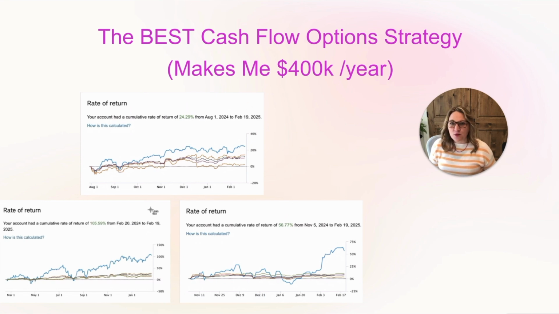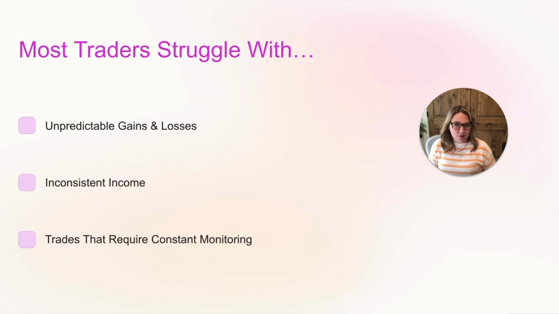And I hope you all love this video because when I discovered this, I thought it was literally the best thing in the world, okay? So let's go through things that most traders struggle with. They usually struggle with unpredictable gains and losses, so there's no consistency in their account, even though that's something they would love to have. They have inconsistent income, and they have trades that require consistent monitoring. That they have to look at these all the time.